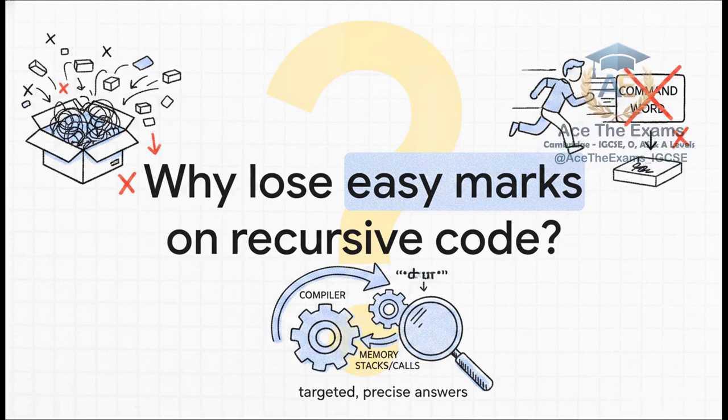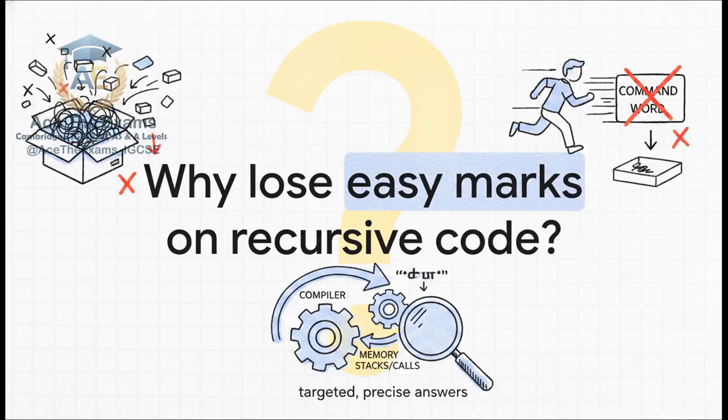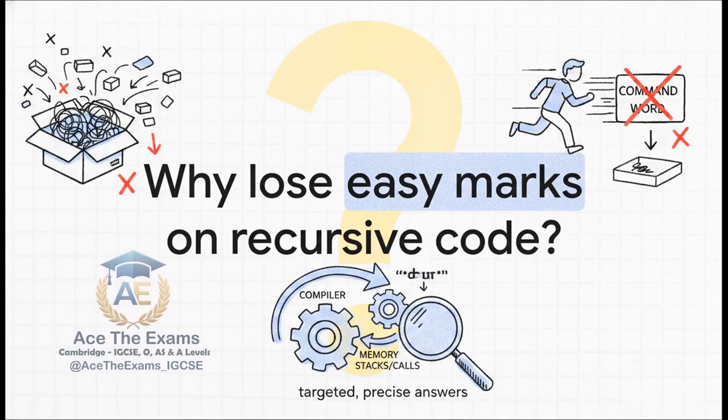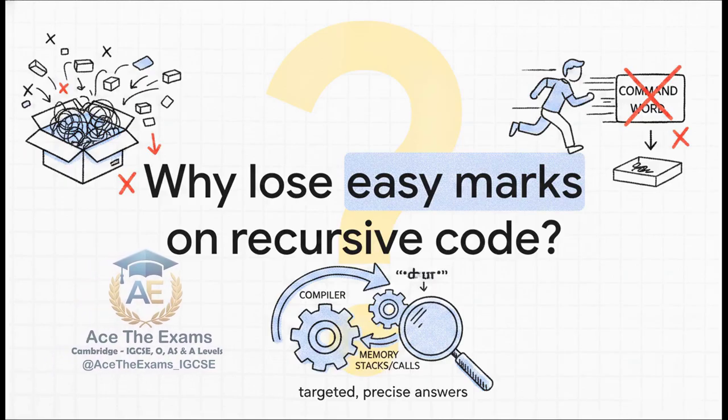Alex lost marks because the examiner literally had to hunt for the actual answer, which was buried in this massive mountain of irrelevant code snippets. And Sam lost marks because a rushed answer completely lacks the depth required to show how a compiler manages memory addresses or call stacks during recursion. It's too superficial. But don't worry, because we are going to fix both of these exact flaws right now.